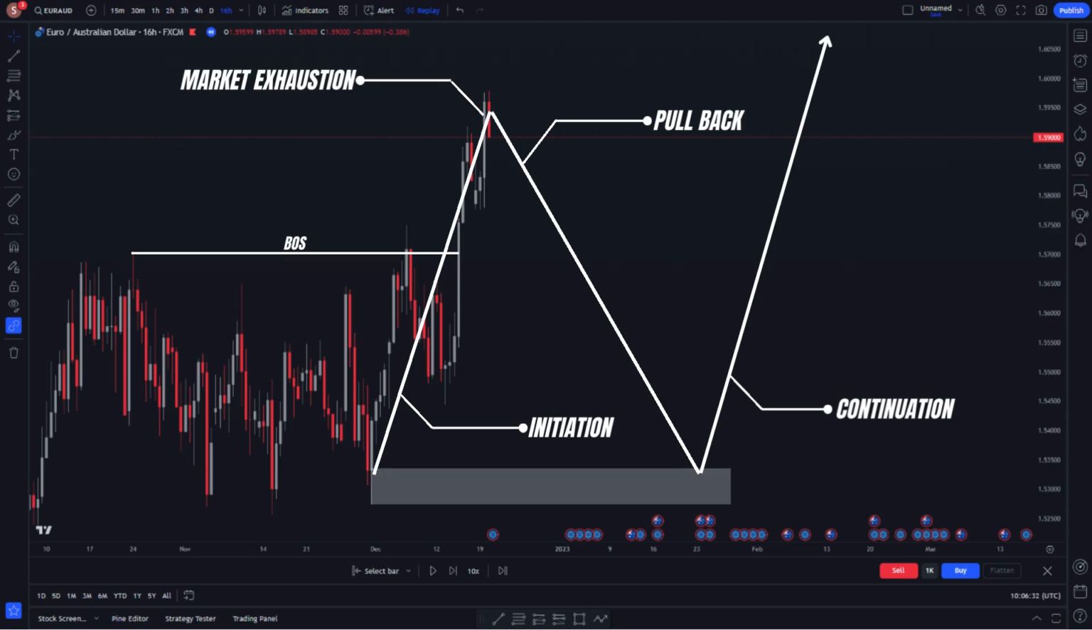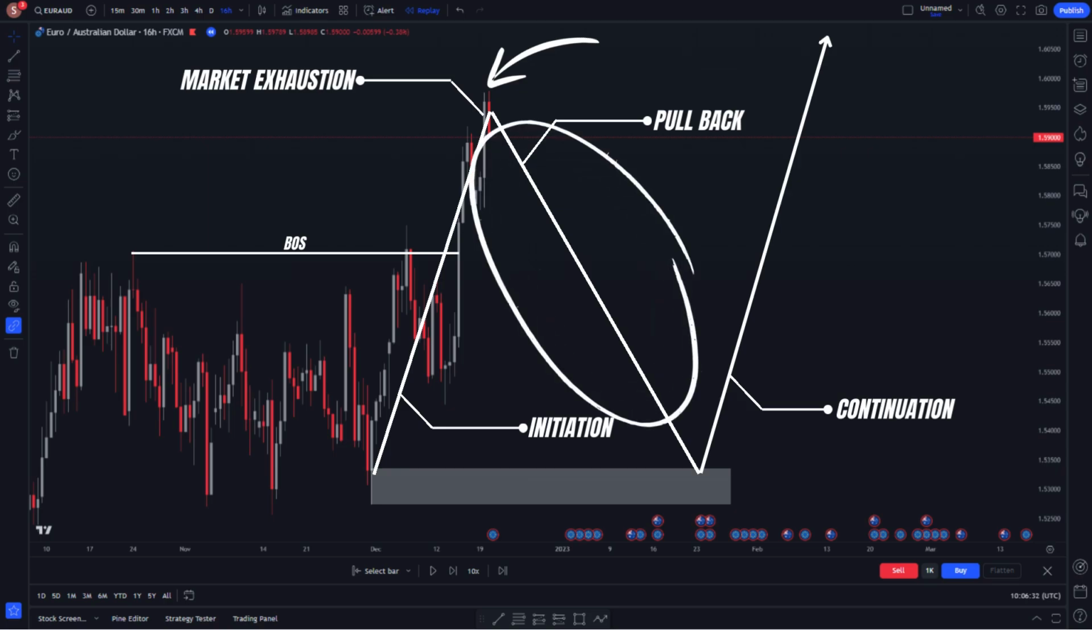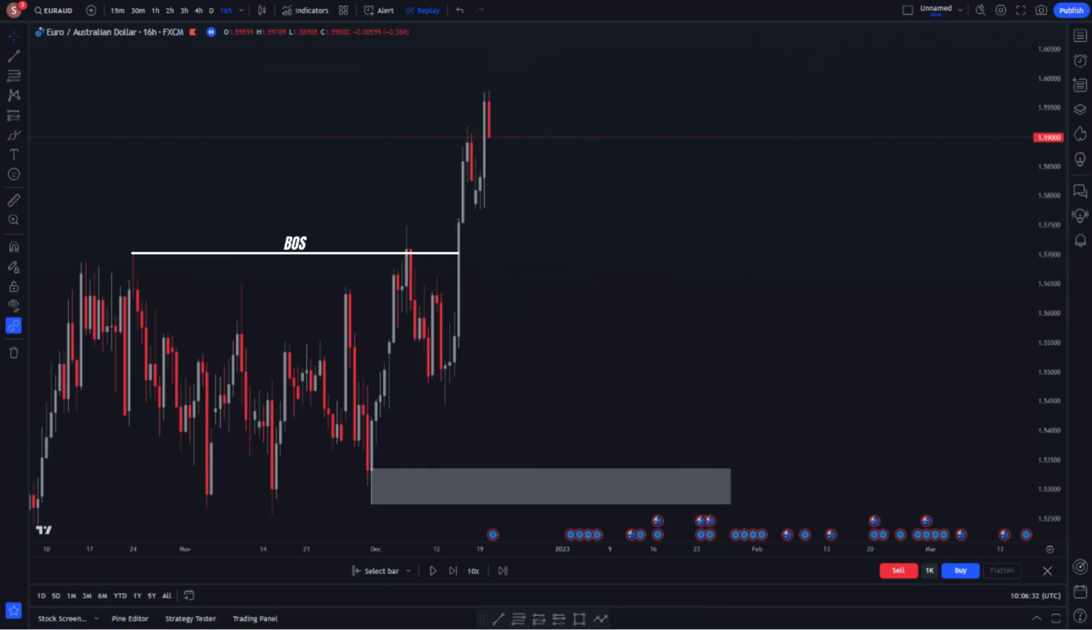Now let's try to accurately pinpoint the point of market exhaustion to get selling opportunities during the pullback phase and catch the long-term buying opportunity during the continuation phase. To identify the point of market exhaustion, we have to transition to the lower time frame and wait for a change in market character within the lower time frame structure.